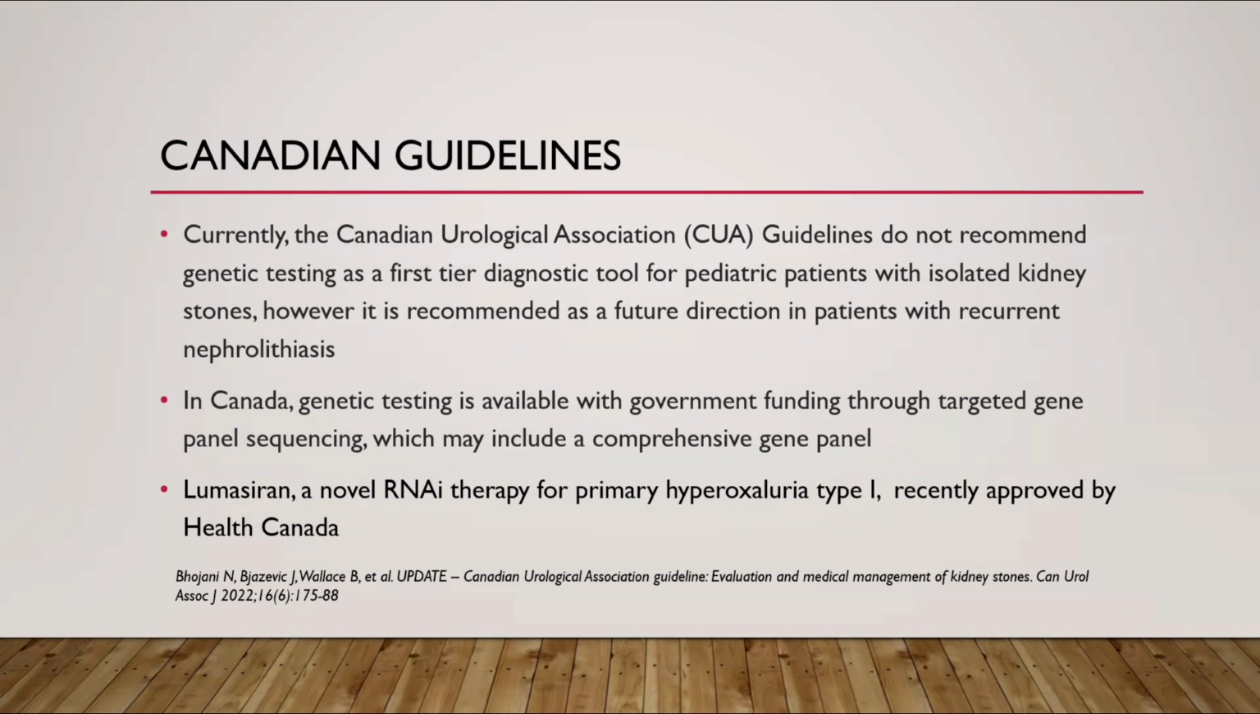Genetic testing was previously too costly and unavailable to many patients, but this has changed with new advancements in next-generation sequencing techniques, allowing patients to receive genetic evaluation at reduced costs. In many instances, the comprehensive panel is denied funding, therefore whole exome sequencing is completed, but more often through enrollment in research projects. In Canada, genetic testing is available with government funding, and lumasiran is a novel RNA therapy for primary hyperoxaluria type 1, which has recently been approved by Health Canada.